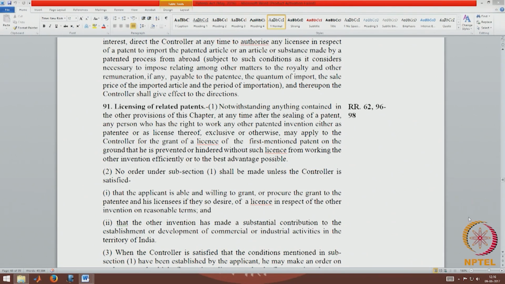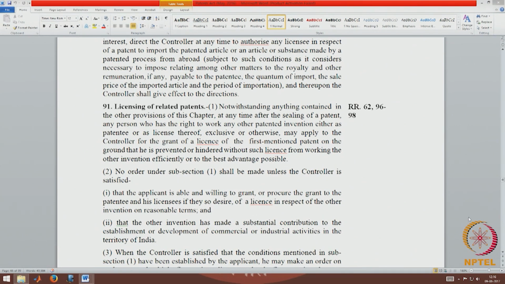2. No order under subsection 1 shall be made unless the controller is satisfied 1. The applicant is able and willing to grant or procure the grant to the patentee and his licensee, if they so desire, of a license in respect of the other invention on reasonable terms. This is nothing but cross licensing. The applicant who seeks a license of another person's patent should be willing to grant a license of his own patent. So, he should be willing to cross license his patent.